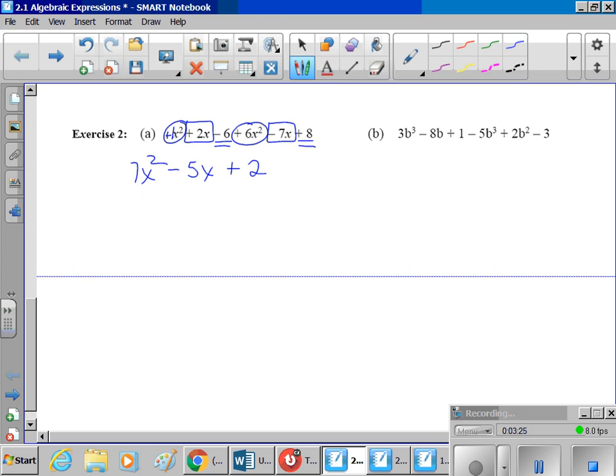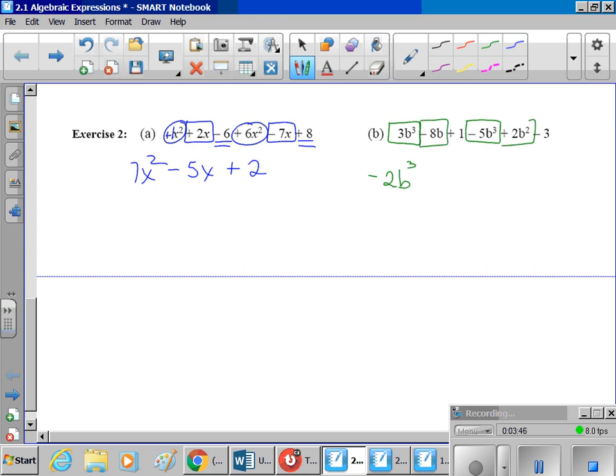Once again, some of you might be saying, I can't believe we're doing this really easy stuff. Well, my advice is enjoy it while we're doing it. So again, we're going to start with the highest degree, which is 3 this time. So we have 3b to the third power minus 5b to the third power, which is minus 2b cubed.